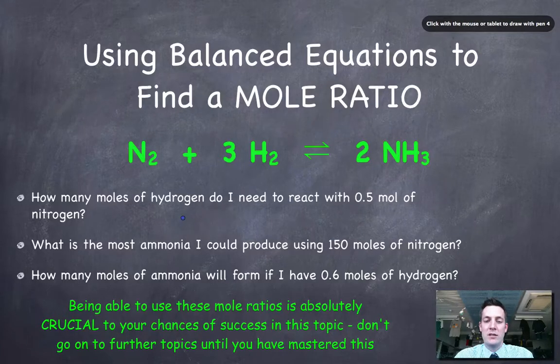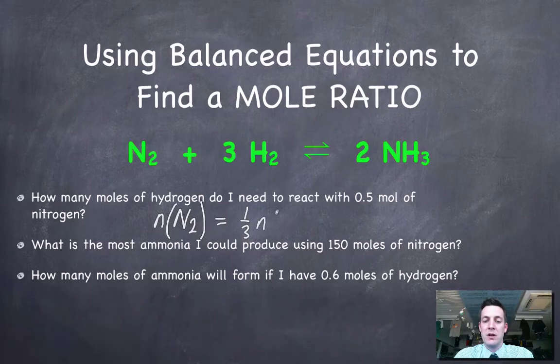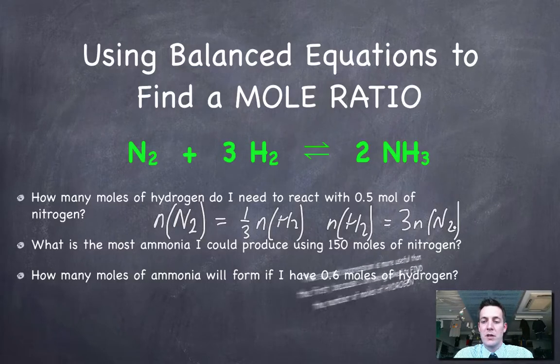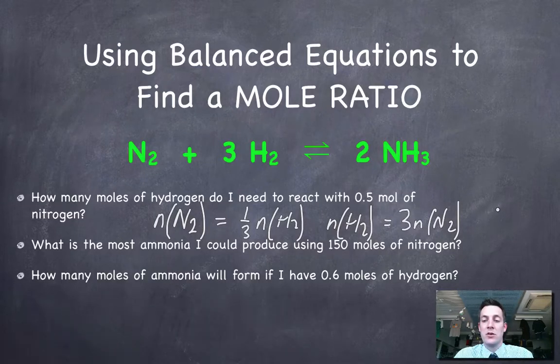I can write that. In fact, it's useful if I can write that kind of thing as a mathematical expression. The number of moles of nitrogen is a third of the number of moles of hydrogen. In other words, the number of moles of hydrogen is 3 times the number of moles of nitrogen. Okay, and if I know that, then I can easily find the number of moles of hydrogen. It's just 3 times 0.5, so that's 1.5 moles.